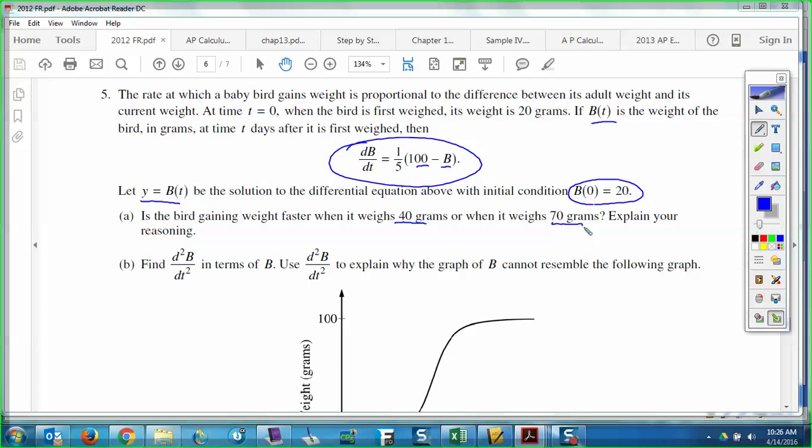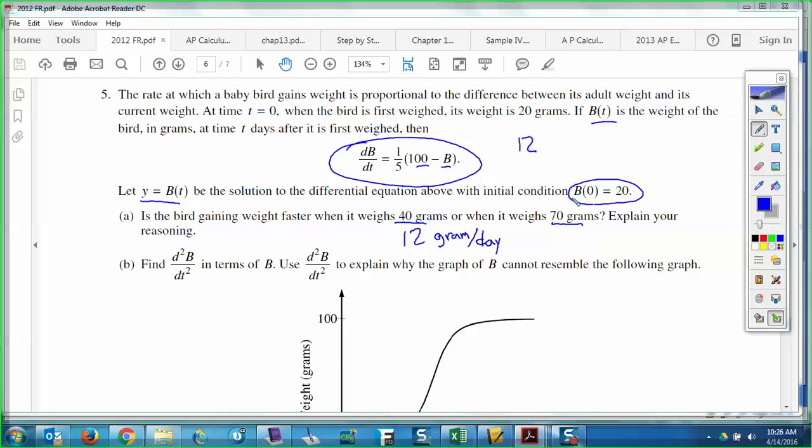Makes sense just from the sentence they said earlier on. But what would you do to get some numbers to show that? Wouldn't you just plug it into this equation? Very easy, right? Because B prime, that difference equation, is the rate that it's growing. So you put a 40 in here, you're going to get 1/5 times 60, which is 12. So at 40, this would be 12 grams per day.